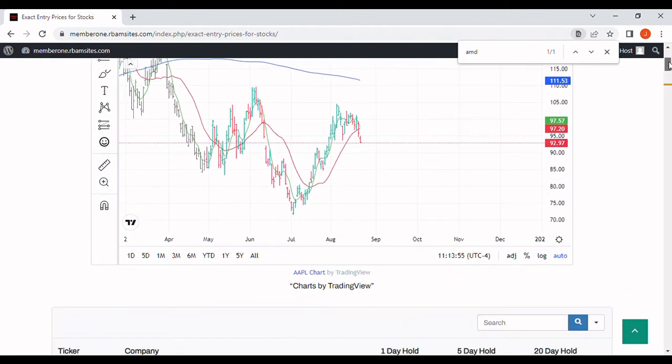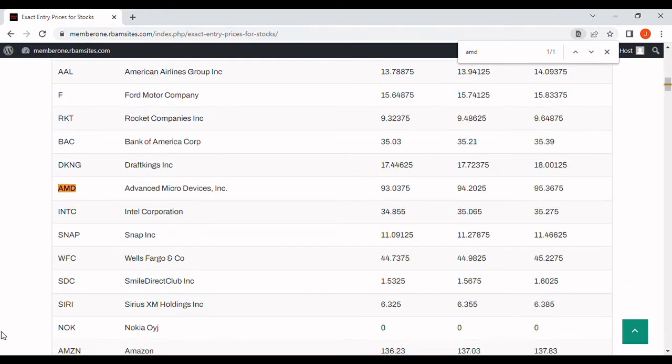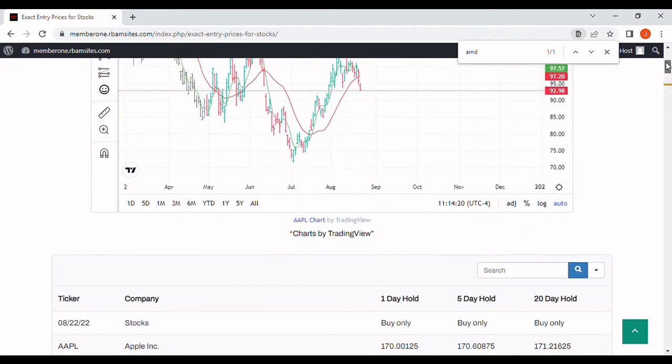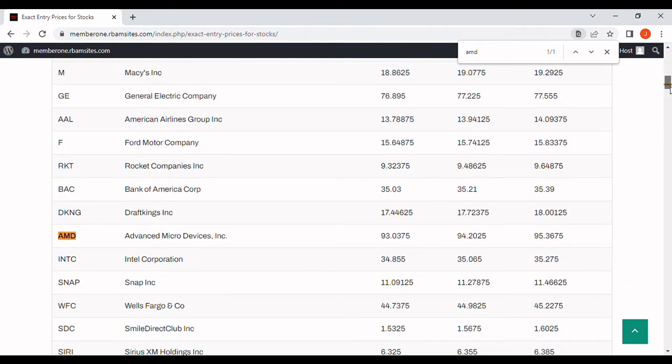Let's take a look and see what RBAM Research says about it. Let's go down and take a look at Advanced Micro Devices. These came out this morning, the 22nd of August. These are for entertainment purposes only. You definitely have to have your own opinion as to what goes on. This is showing a one-day buy at 93, a 5-day buy at 94 and change, and a 20-day buy at 95 and change. Let's see where the price is right now. Looks like today's high was 95, low is 92, so we are in this buy range for all of these prices.